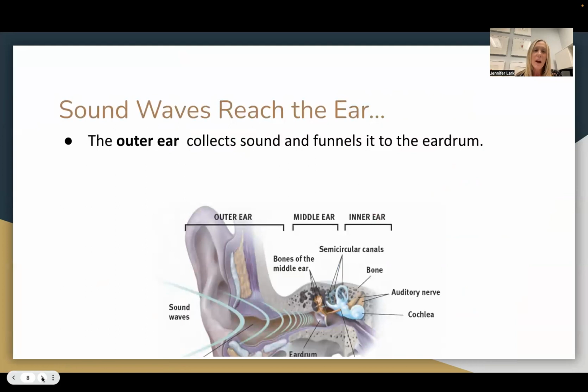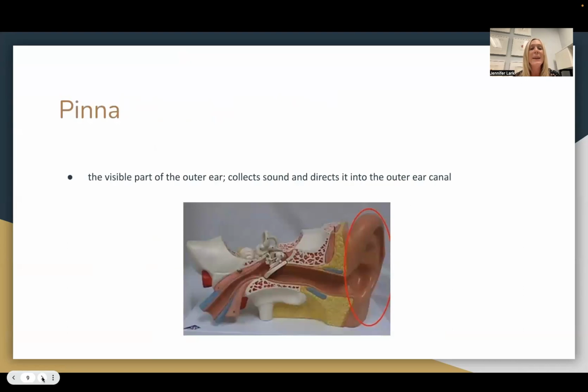All right, so let's talk about how these sound waves are transduced into neural impulses that the brain can understand. So first, sound waves enter the outer ear, which collects the sound and funnels it to the eardrum. For each of these ear structures, then you can go ahead and put the corresponding function into your interactive notebook. So the outer ear collects sound and funnels it to the eardrum. The pinna, which is the visible part of the outer ear, specifically collects sound waves from around the ear and directs it into the outer ear canal.